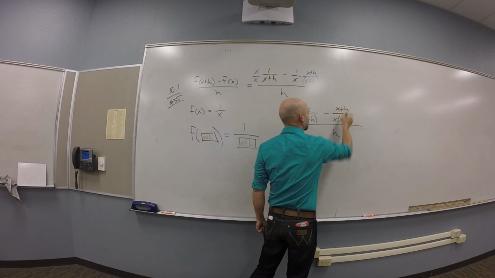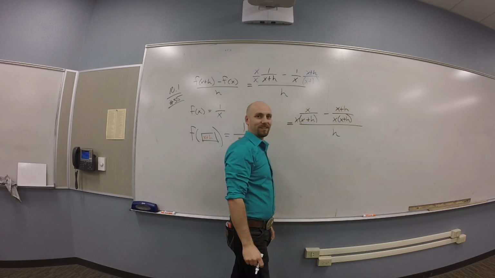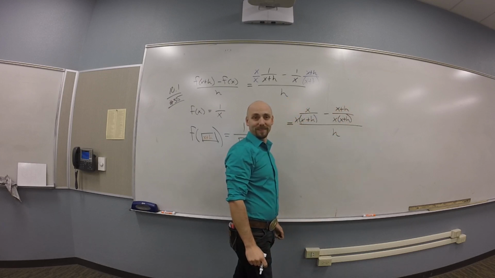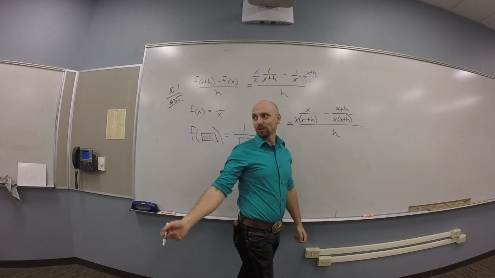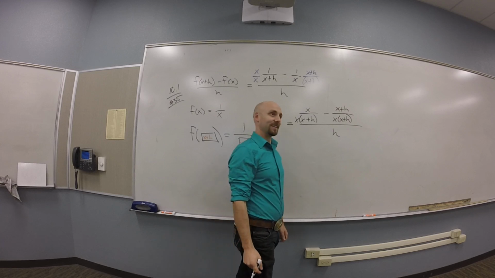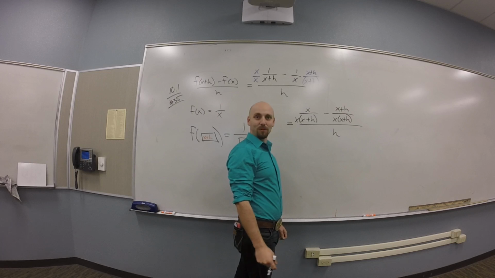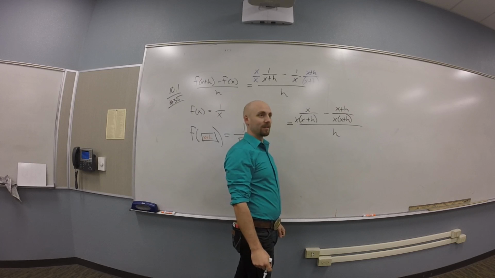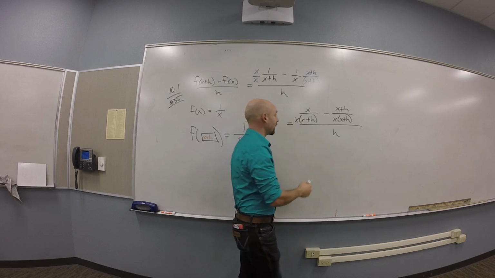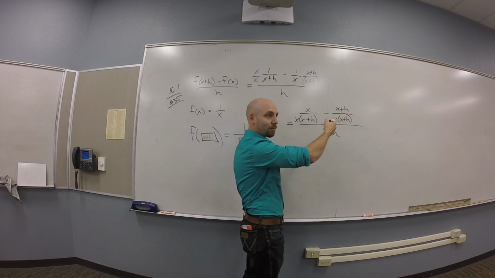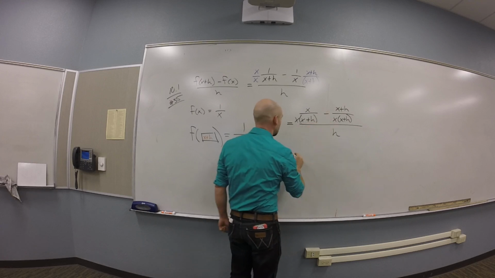I mean, you could cancel an x plus h and an x plus h. But why would that be dumb? Because you just put that in there. Don't take it out. You put it in there for a reason. Why? So you can subtract. Yeah, so you can stick them together, right? Because now they're counting the same stuff. The bottoms are the same, so now you can subtract the tops.